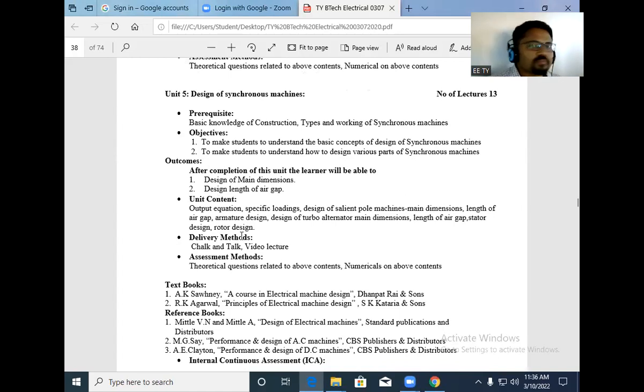Chapter number 5. Next heading. Chapter number 5, that is design of synchronous machines.